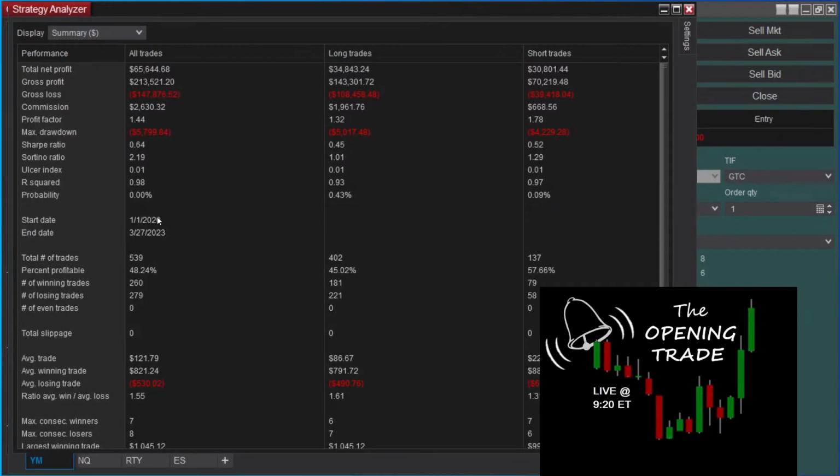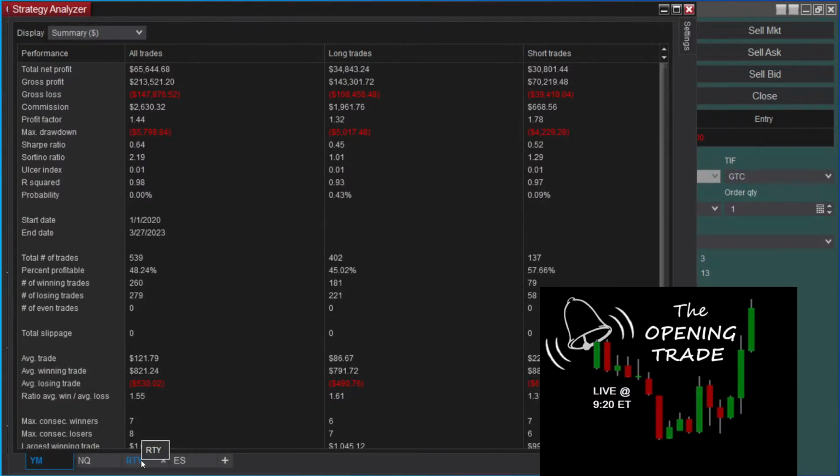Okay, so here we see our start and end dates. If you have the availability to run long back tests, the more information you have, the better choices you can make, right? Okay, so here we see our max drawdown, the gross loss, the gross profit, and the total net profit.